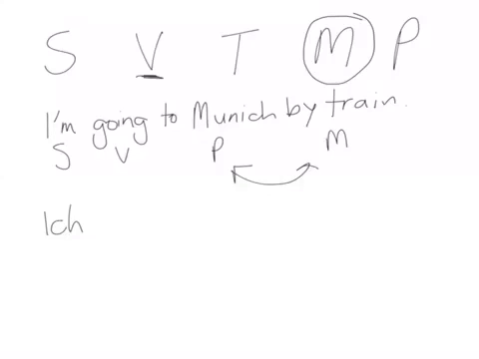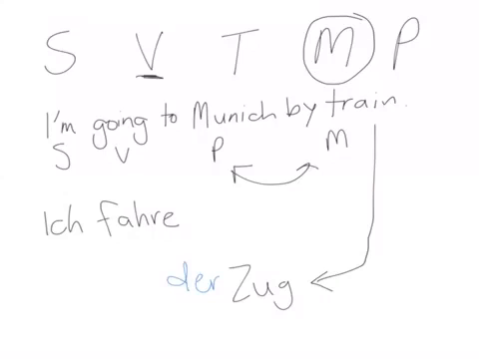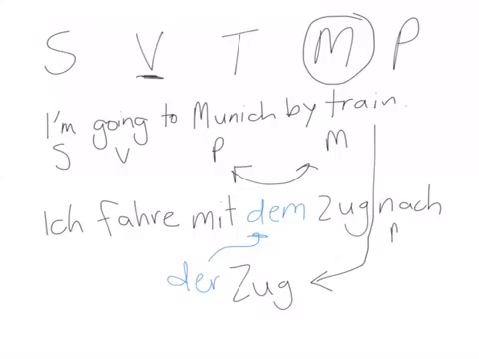I is ich. We're going, but we're not carrying that train, we're travelling. So ich fahre. Now we have to stop and think about how a train is going to work, because that's our manner. And it was a der word. It was der Zug. And when I put mit, can you think back to what that previous slide talked about mit doing with der? It becomes dem. Zug, and then we'll say nach München for to Munich. Remember, some German cities have a German name different to the English name.